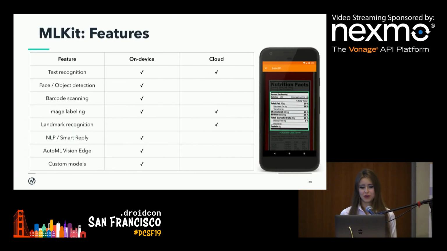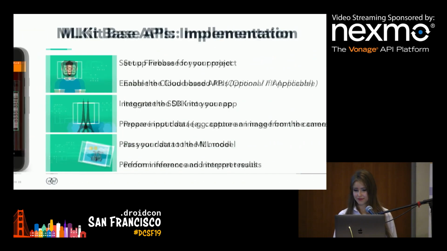So just a quick overview of all the features that MLKit offers. We have text recognition, face and object detection, barcode scanning, image labeling, landmark recognition, natural language processing and smart reply, AutoML, Vision Edge, and your custom models. Of course, I wouldn't be able to cover everything today because there are really too many things. So I decided to focus on smart reply, AutoML, Vision Edge, and also show you some examples of how to use it with a custom model.